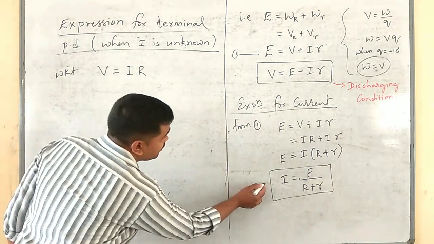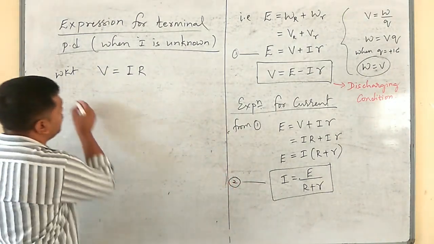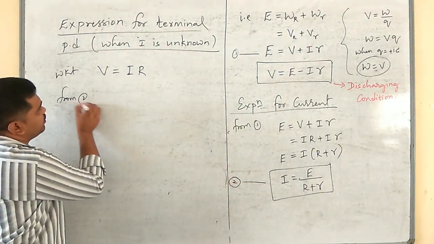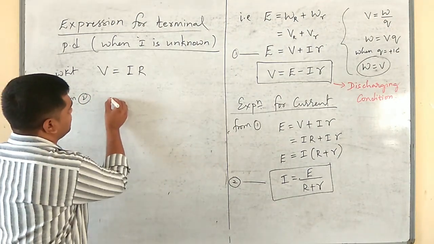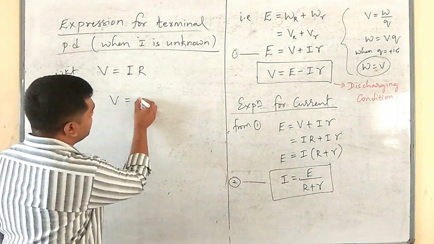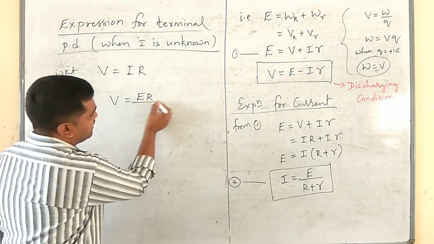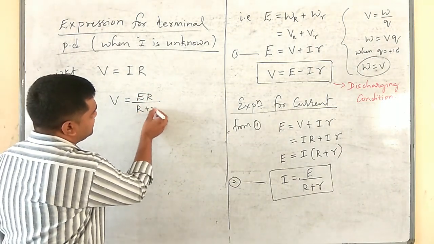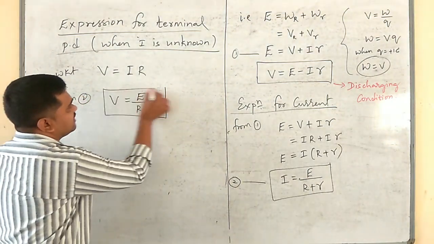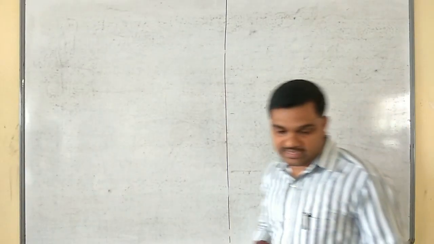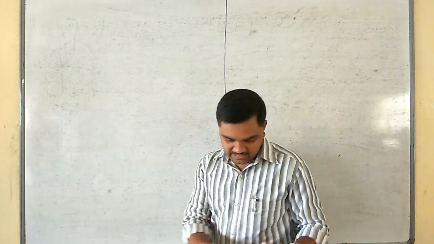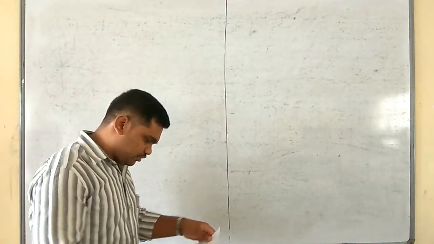Here, if you call this equation number 2, from equation 2, what can you substitute? I is equal to E divided by R plus r. Therefore, V is equal to ER divided by R plus r. This is the expression for terminal potential. Okay, let us solve a few numericals, MCQs.